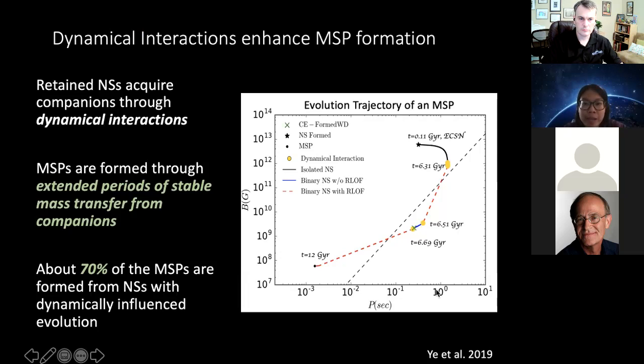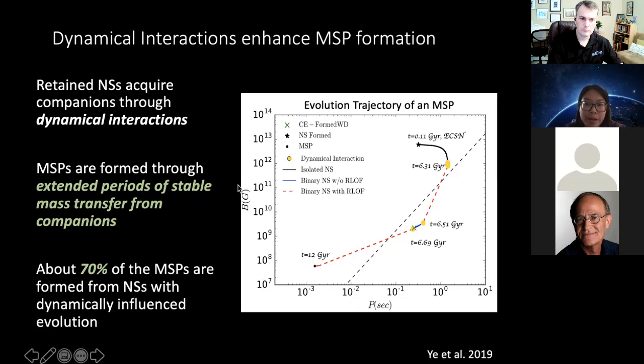So let's now take a closer look at how a single millisecond pulsar is formed in the simulations to understand the importance of the dynamical process. I just want to point out that this is just one representative example in the plot. Different pulsars can evolve from different trajectories. And this plot is showing the spin period on the x-axis and the magnetic field on the y-axis.